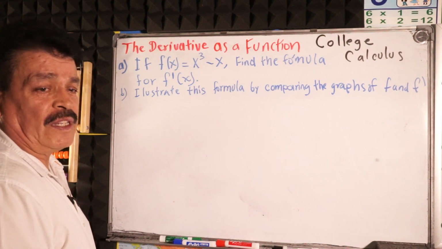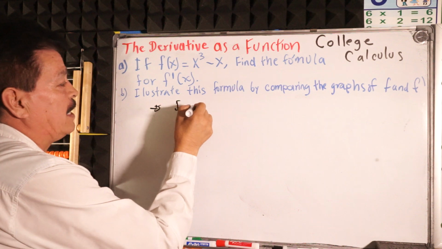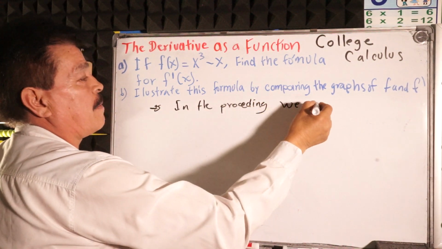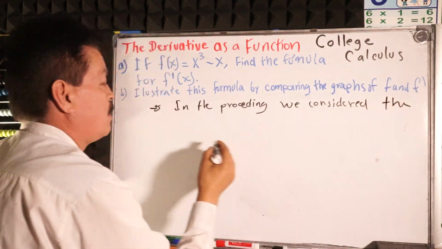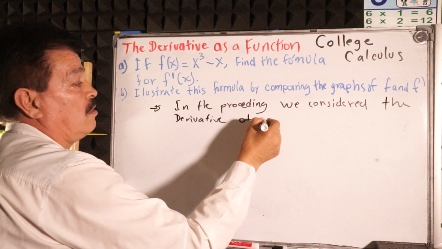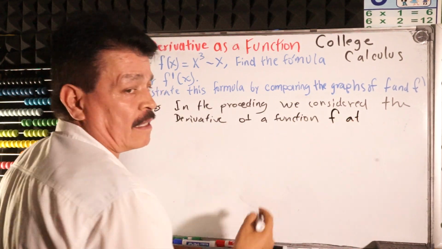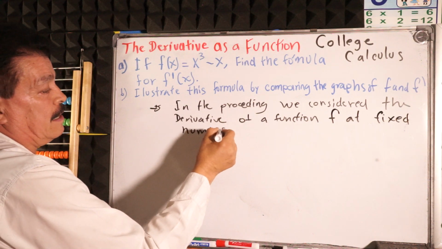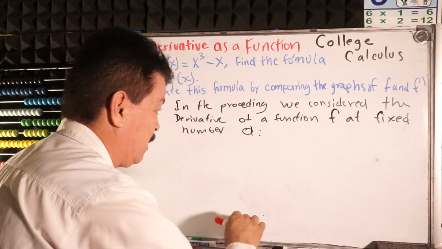Okay. In the process, we have some main clue before solving our problem. In the precedent, we considered the derivative of a function f at a fixed number A. Okay, so then we have this main formula for the derivative.